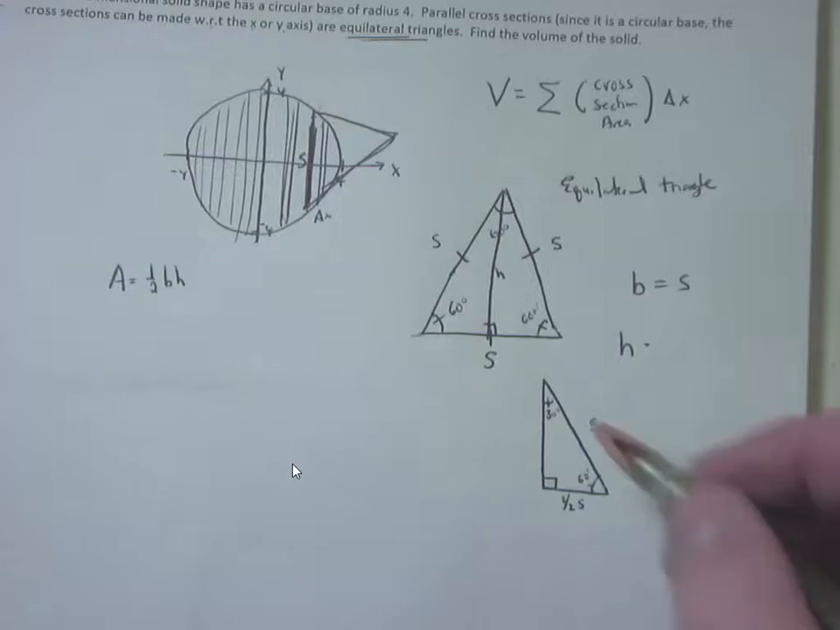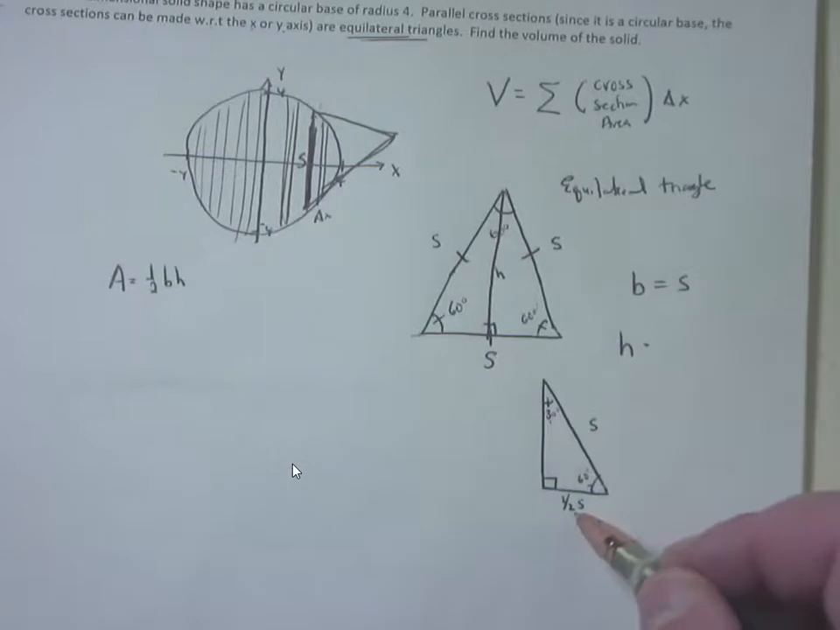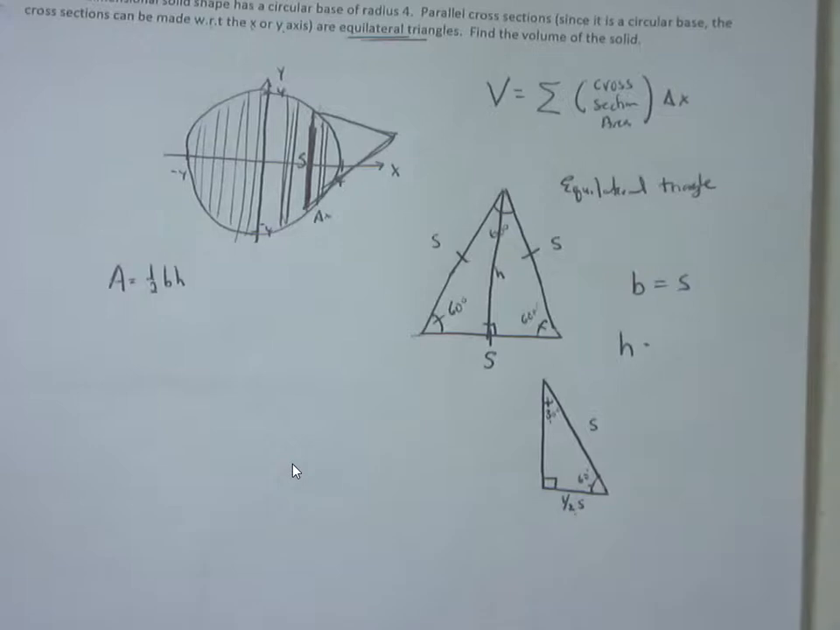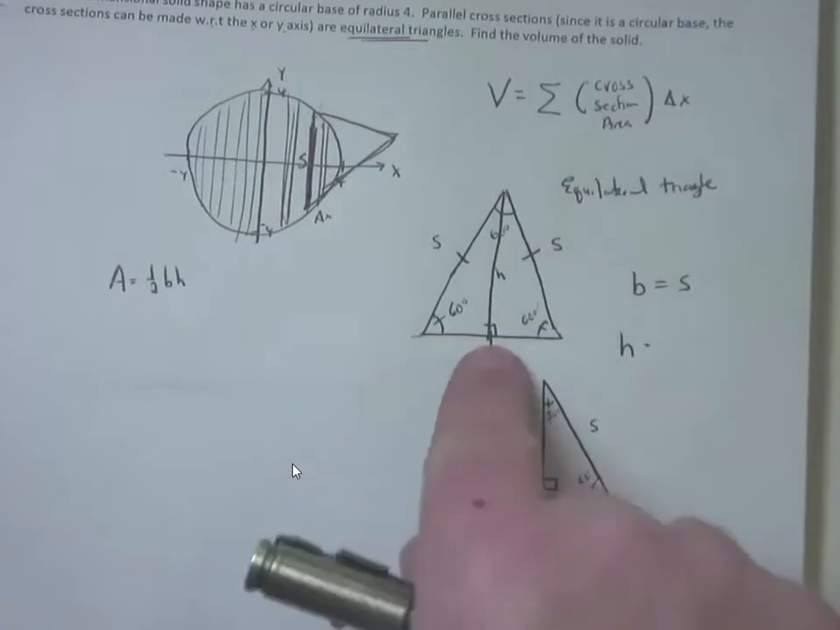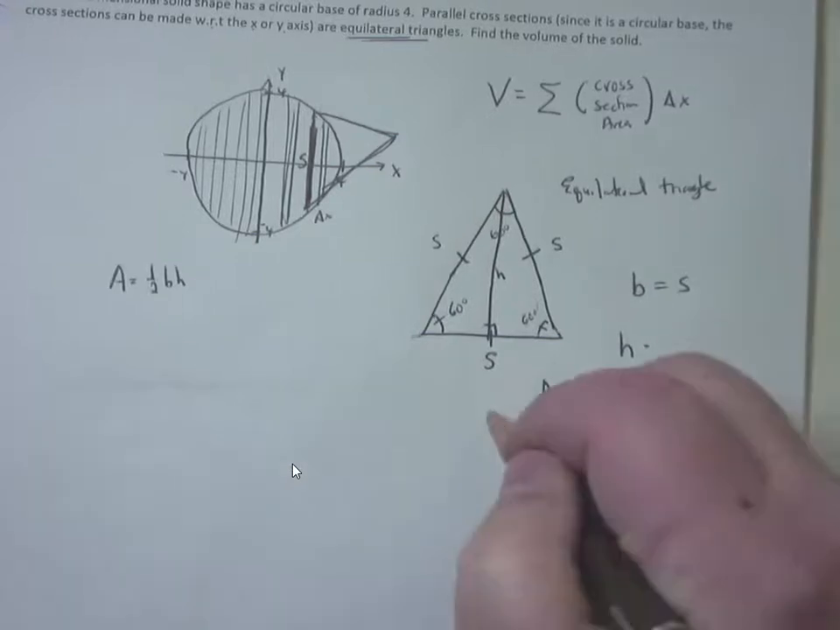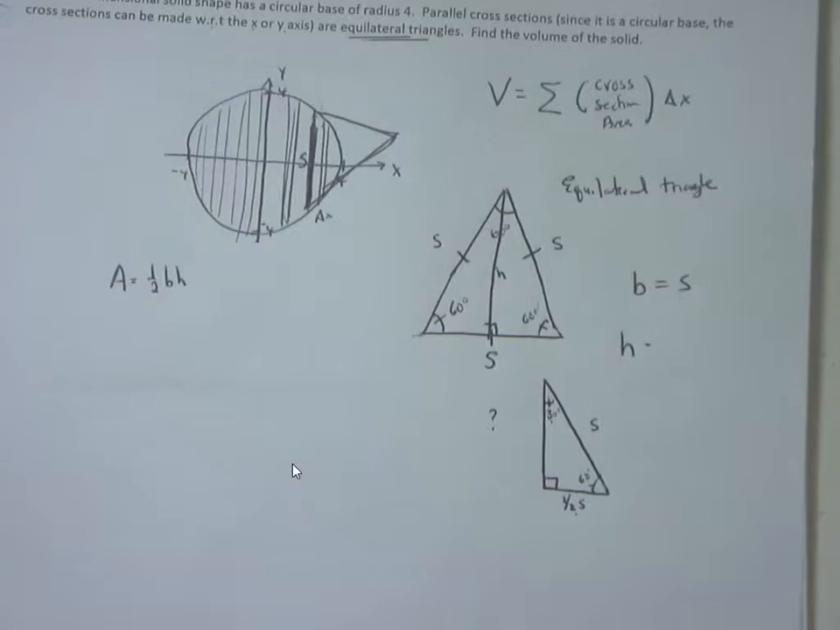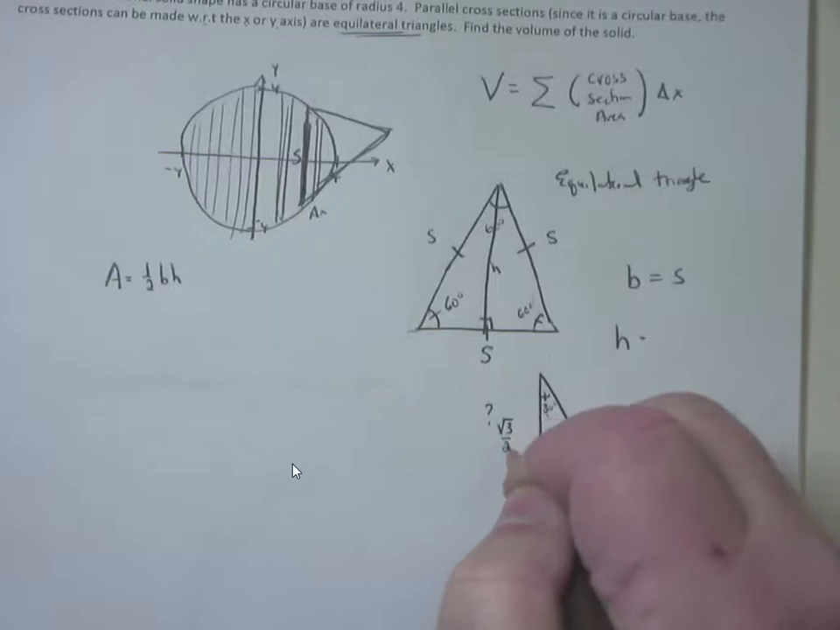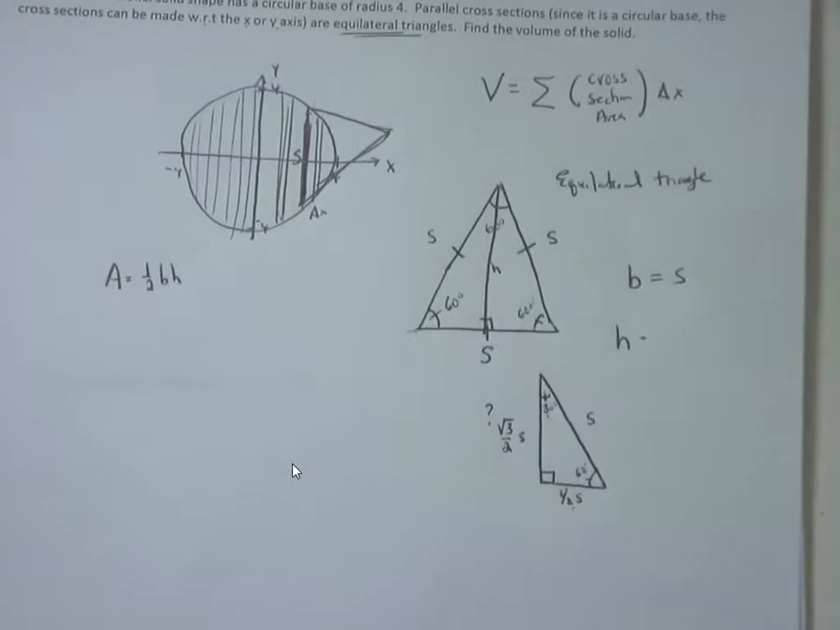Well, the side opposite the 30-degree angle is half the hypotenuse, so you notice it's half S, and it makes sense because we split S in half there. Do you guys happen to remember what the side adjacent to the 30-degree angle, the side opposite the 60-degree angle, has to be? Square root of 3 over 2 times S. And if you didn't know that, you should be able to derive it from the Pythagorean theorem.